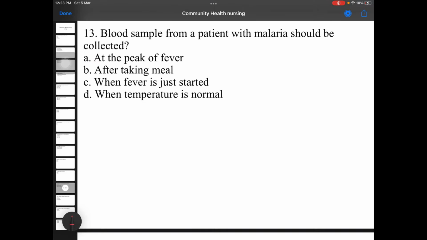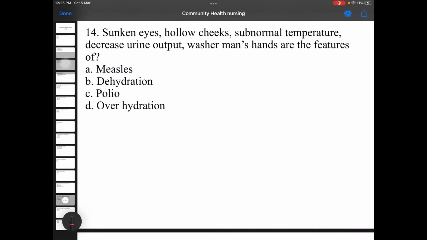Question number 13. Blood sample from a patient with malaria should be collected at option A, at the peak of fever, option B, after taking meals, option C, when fever has just started, option D, when temperature is normal. So the correct option here is that the blood sample of a patient with malaria is collected at the peak of fever. When the fever is at its peak, at that time the blood sample should be collected for testing malaria in that patient.